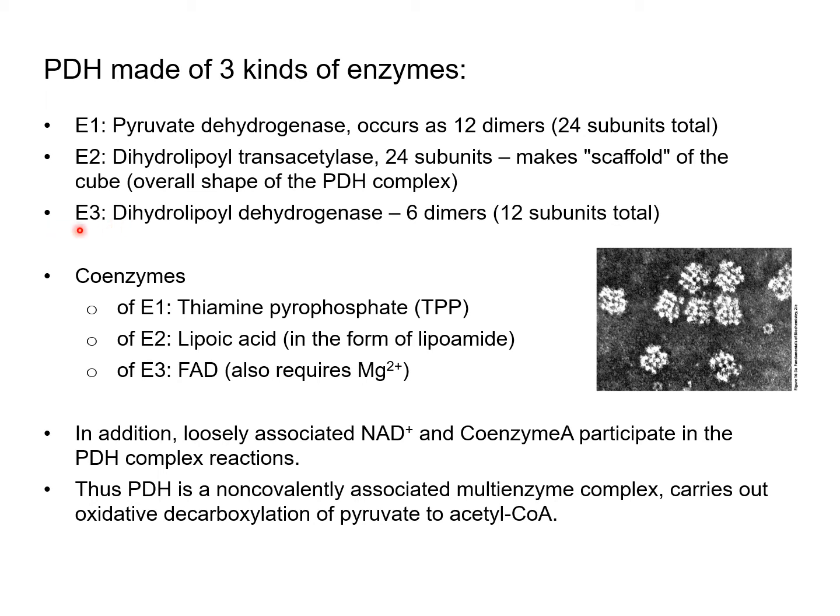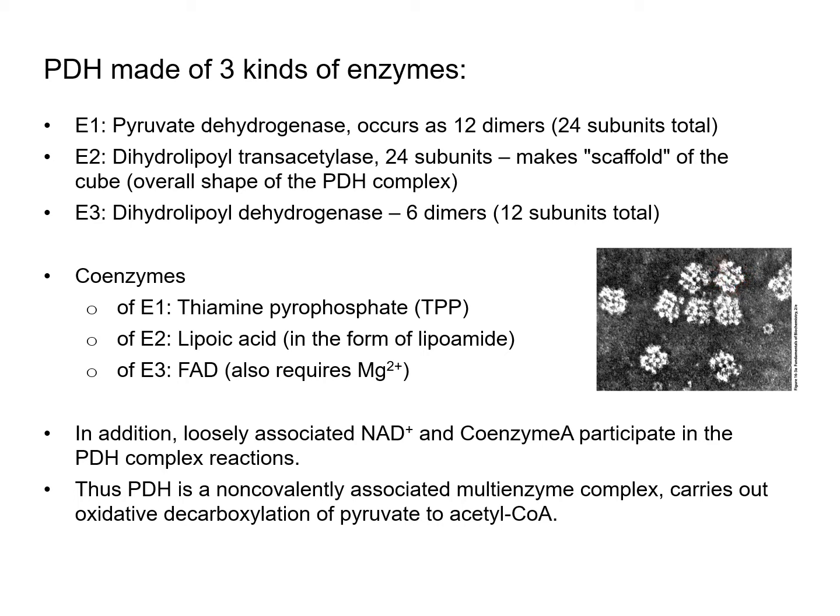And E3 consists of dihydrolipoyl dehydrogenase, which has 6 dimers. So that's going to be 12 subunits in total. So when you add all up here, that's going to be 60 subunits in one PDH complex. And this is an EM image, electron microscope image of the PDH complex, where you can see multiple enzymes get together to form this cubic shape.